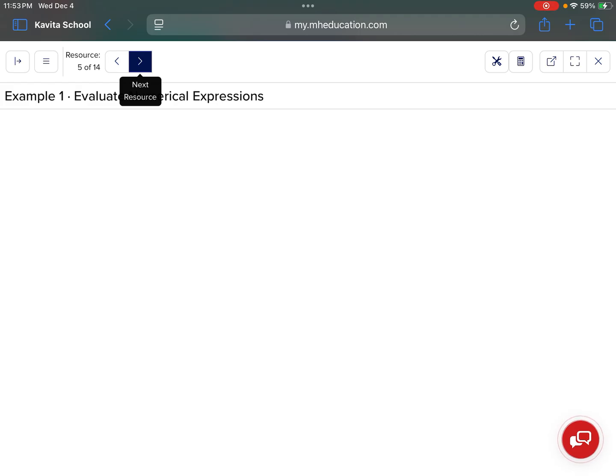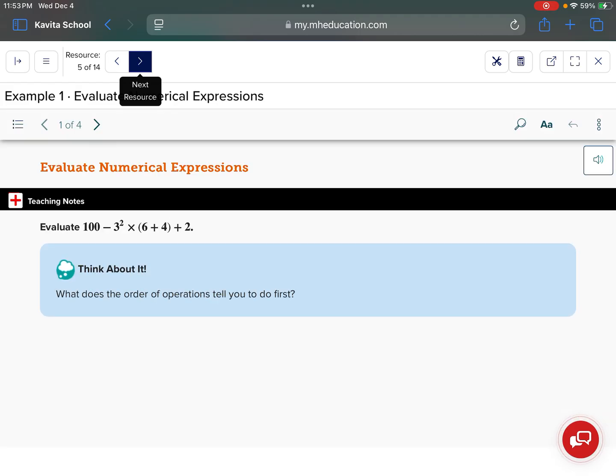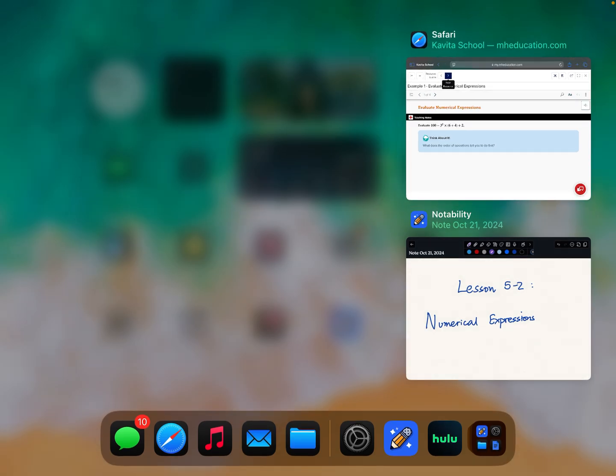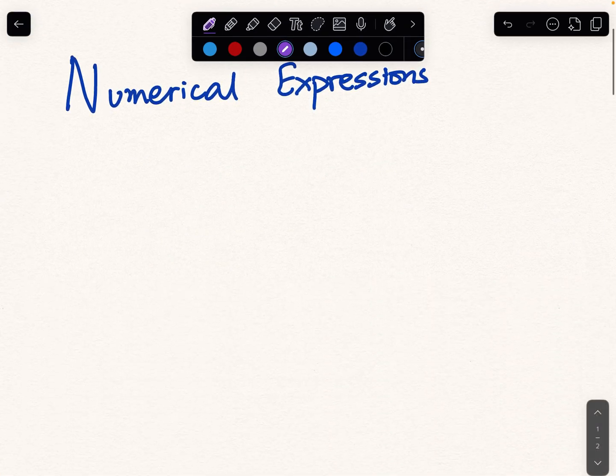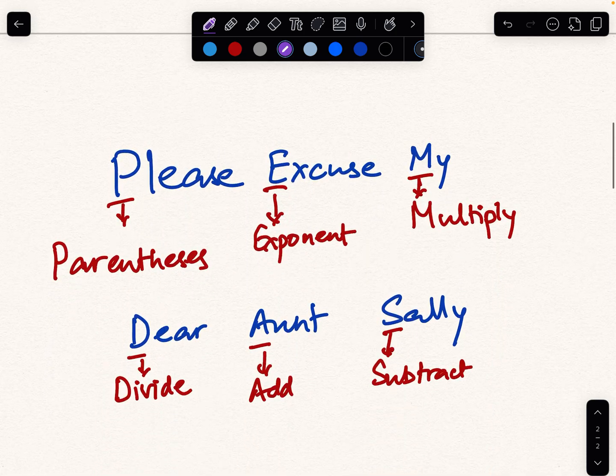Before I forget, here's another mnemonic that we have learned in the past. Some of you might have learned it, some of you might not. It is, Please Excuse My Dear Aunt Sally. The first letter of each of these words tells you which operation. So Please, the P stands for parentheses. We do that first. In Excuse, the E stands for exponent, which we do next. M stands for multiply, D stands for divide, A for add, and S for subtract. So that's our order of operations.